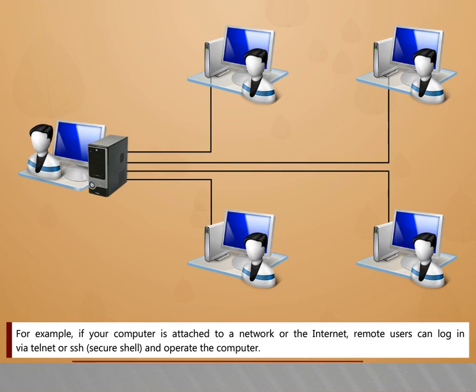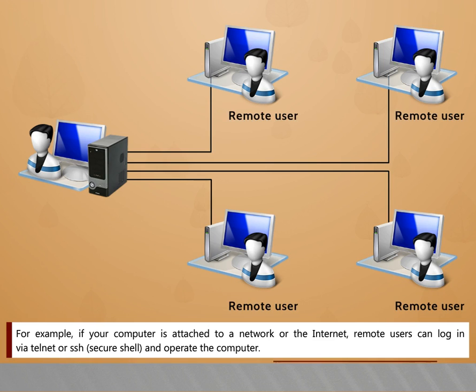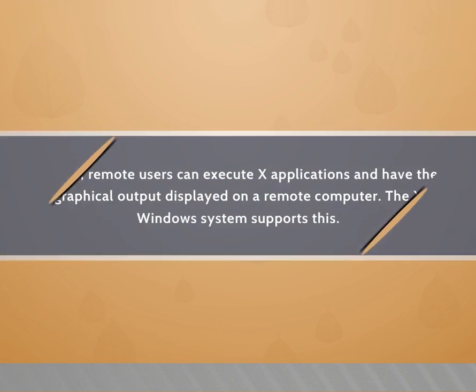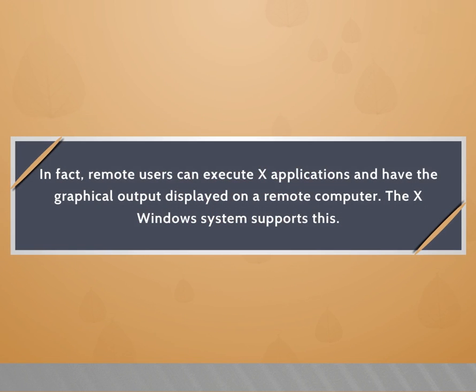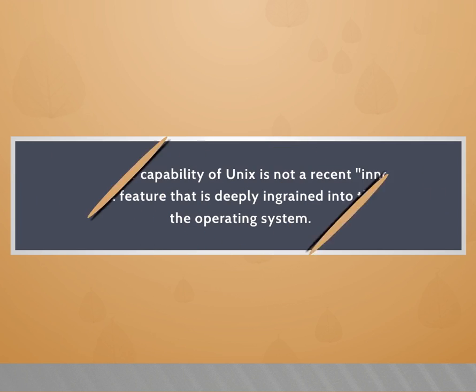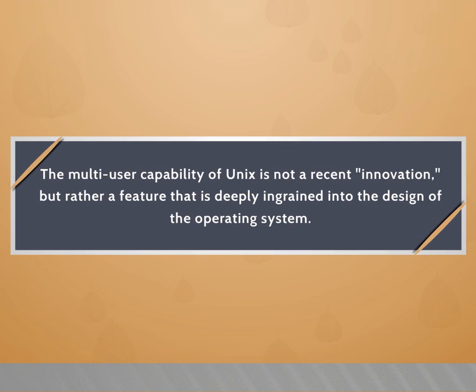For example, if your computer is attached to a network or the internet, remote users can log in via Telnet or SSH, that is, secure shell, and operate the computer. In fact, remote users can execute X applications and have graphical output displayed on a remote computer. The X Windows system supports this. The multi-user capability of Unix is not a recent innovation, but rather a feature that is deeply ingrained into the design of the operating system.